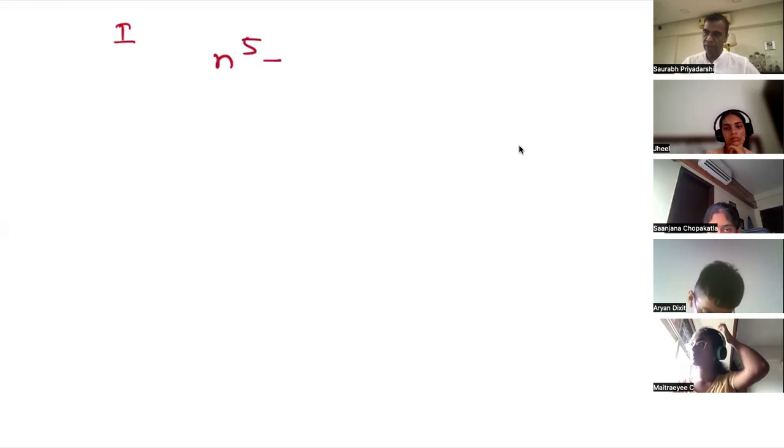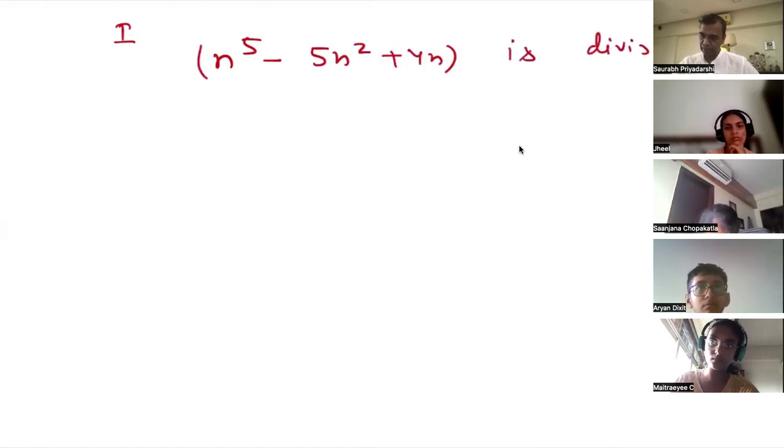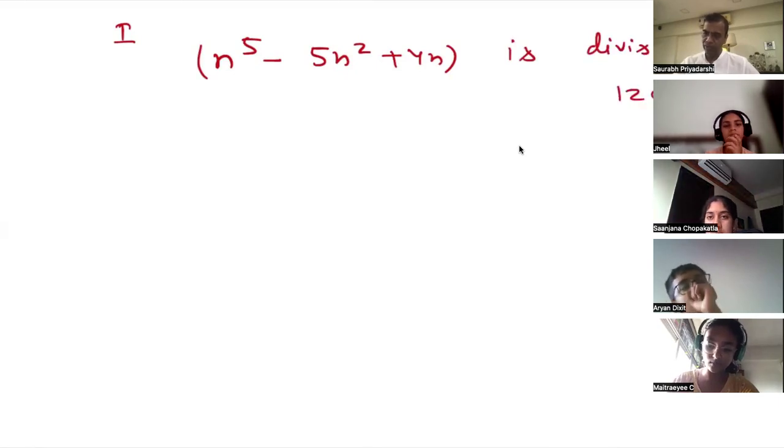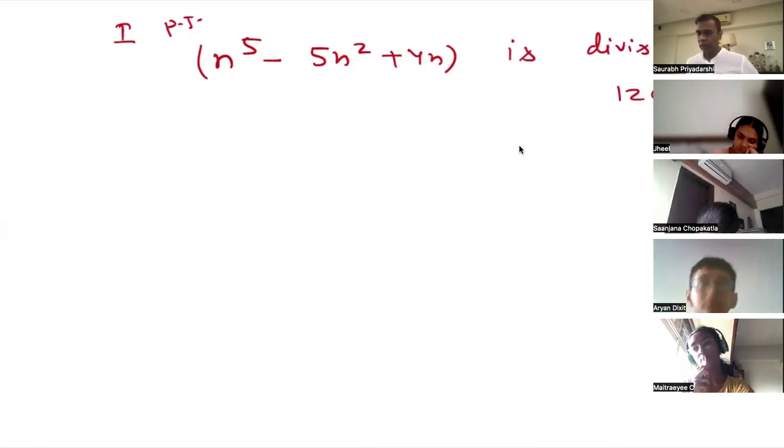So n to the power 5 minus 5n square plus 4n is divisible by 120. That we have to prove. It's simple, but now we have to see exactly what we have to do and how we can apply the formulas.